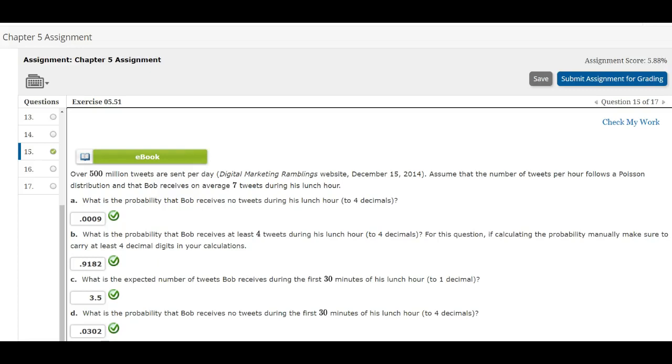Okay, so we're taking a look at Chapter 5 assignment, problem 15. We've got Bob who's sending tweets on his lunch hour, and we're told that the tweets per hour follows a Poisson distribution and that Bob receives, on average, 7 tweets during his lunch hour. So in the interest of time, I've entered in the answers for each of these, but I want to go through, demonstrate how to solve the problem to get each answer, and discuss the logic behind it.